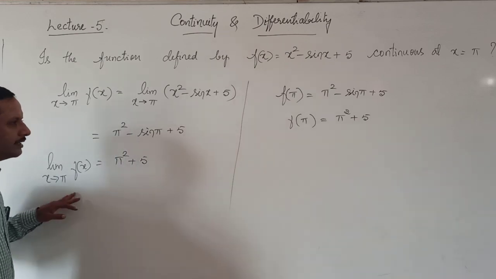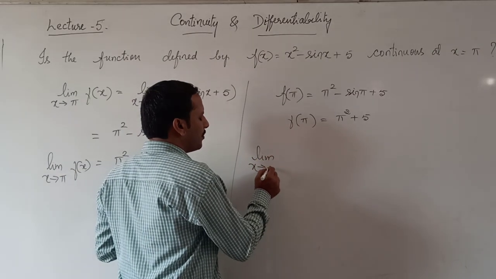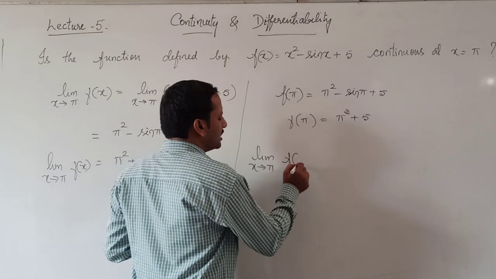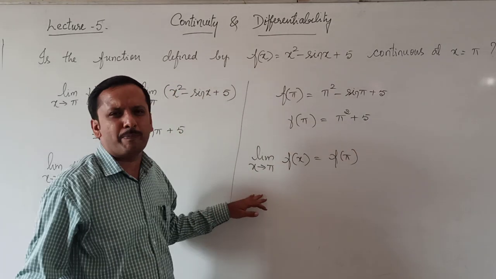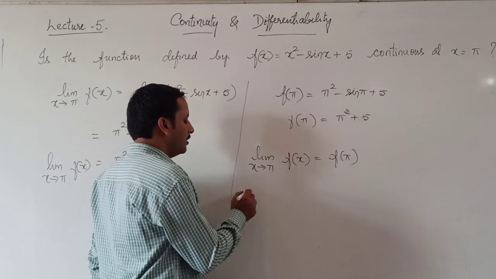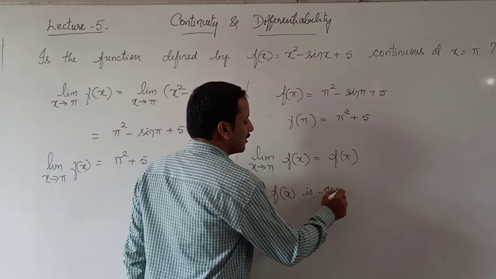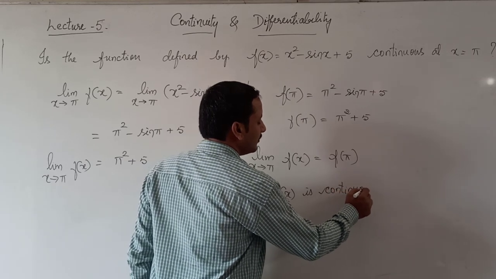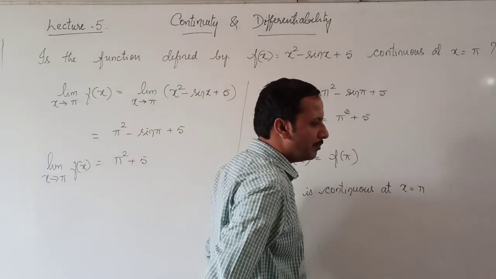Now it is evident that from these two we can write the limit as x tends to pi of f of x is equal to f of pi. Therefore, f of x is continuous at x equal to pi.